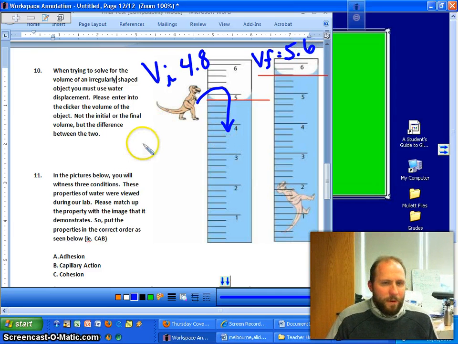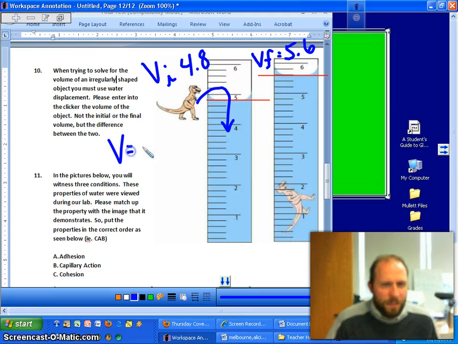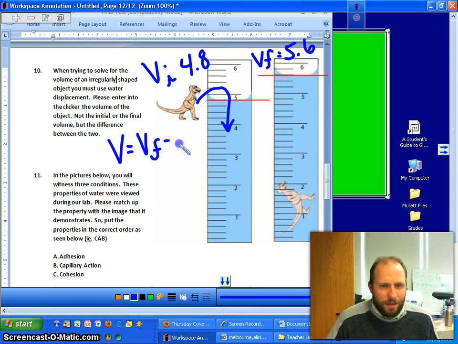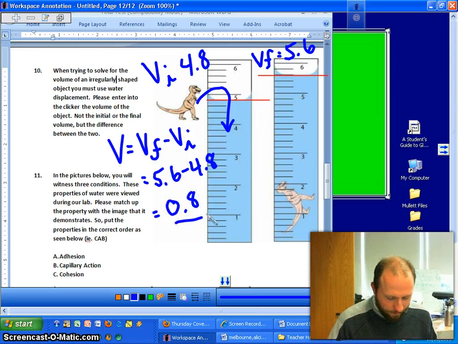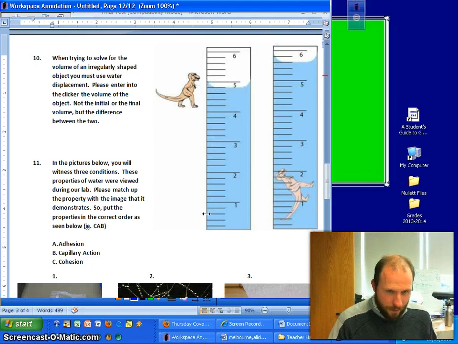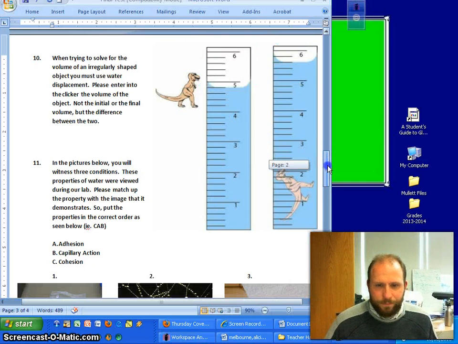Now, you'll remember that the total volume is equal to final volume minus initial volume. So 5.6 minus 4.8 is equal to 0.8. There's your answer. Alright, let's cruise on down to the last couple of questions here.